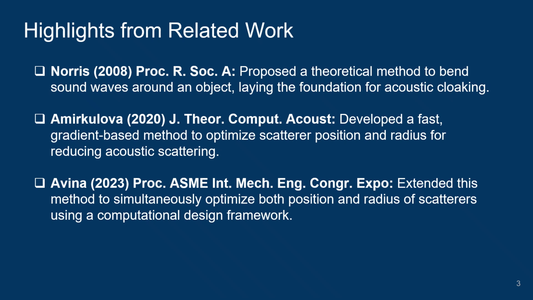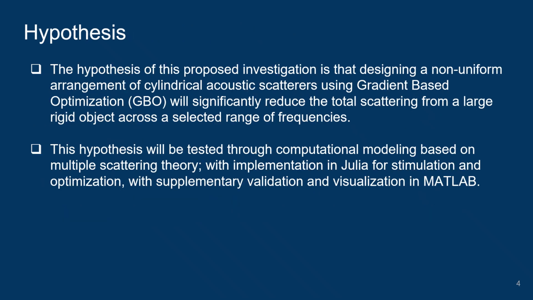Optimization of both position and radius of scatterers is done simultaneously using computational design framework. The hypothesis of this proposed investigation is that designing a non-uniform arrangement of cylindrical acoustic scatterers using gradient-based optimization will significantly reduce the total scattering from large rigid object across a selected range of frequencies. This hypothesis will be tested through computational modeling based on multiple scattering theory.